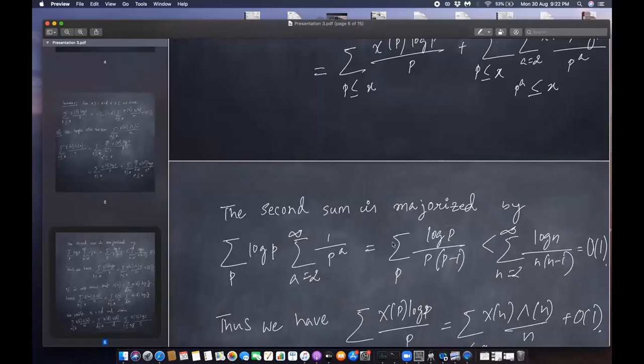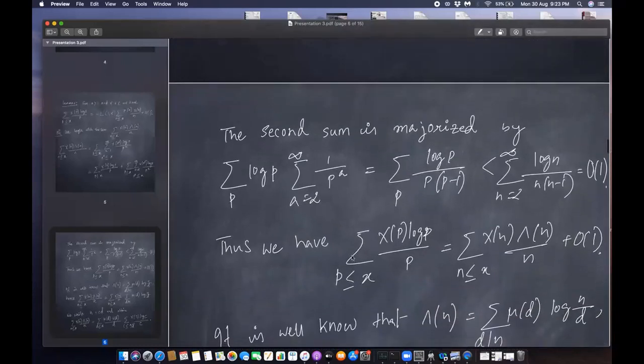So we obtain this sum like this, and clearly this is less than log of n by n into n minus 1. This is trivial because here we consider all the n's, not only the primes. And we know that this is big O of 1 because log of n is less than n, so this would simply be big O of 1. So we now have that this expression is like this plus big O of 1.